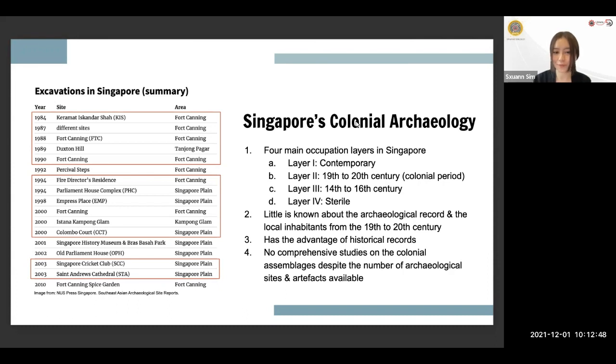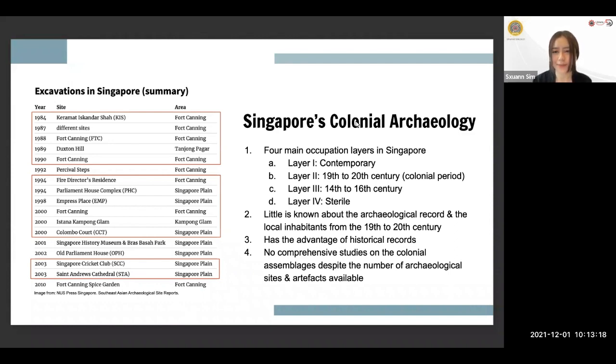Although, as mentioned before, colonial records can provide us information on colonial Singapore, the more mundane activities and lives of local inhabitants continue to be underdocumented. Colonial archaeology in this case can be used to supplement existing records. Currently, there have not been any comprehensive studies done on the colonial assemblage in Singapore, despite the number of archaeological sites and artifacts that we do find.